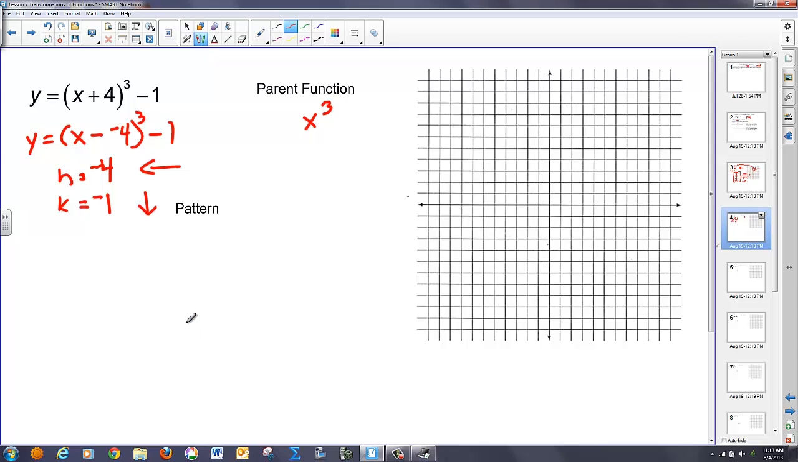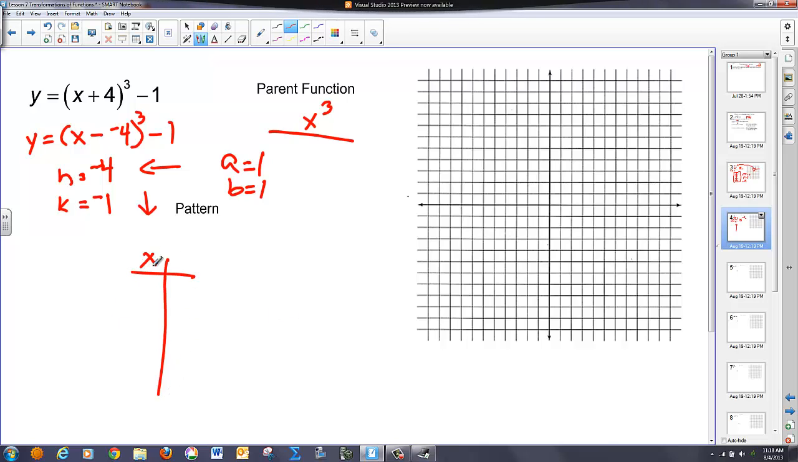Notice there's no a and b involved in the problem, or if there is, a is equal to 1 and b is equal to 1 as well, which means there's no stretching or compressing. The function's going to look the same as x cubed and have the same pattern. You know the pattern for x cubed is going to be negative 2, negative 1, 0, 1, 2. You get negative 8, negative 1, 0, 1, 8.